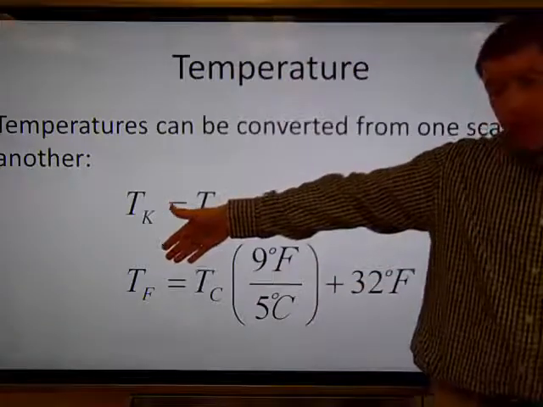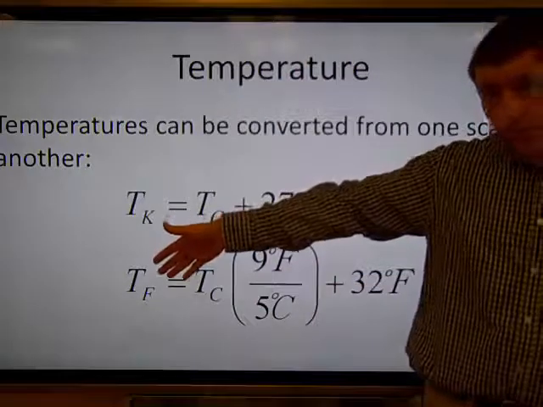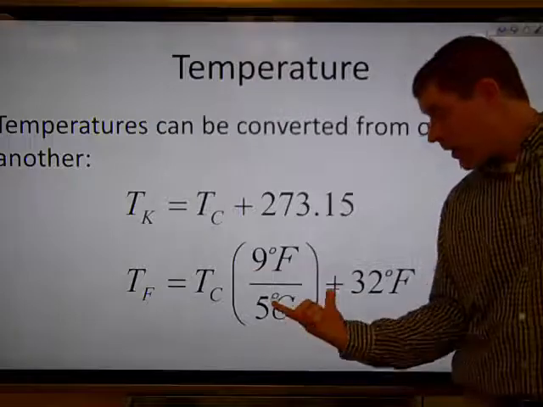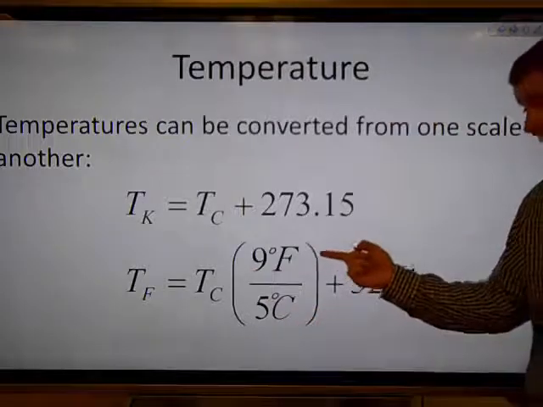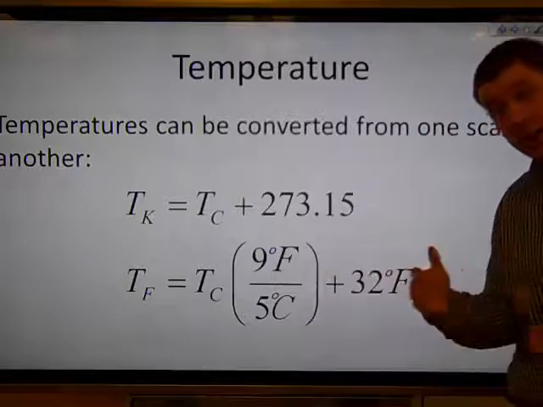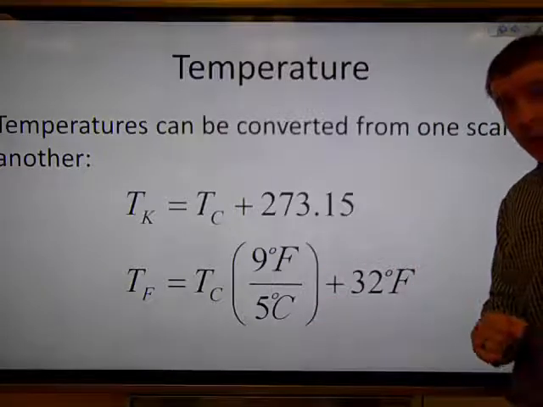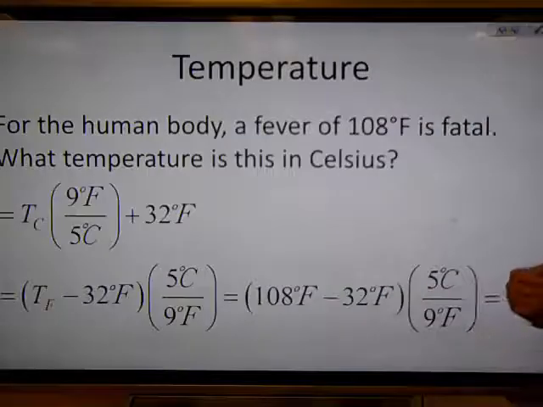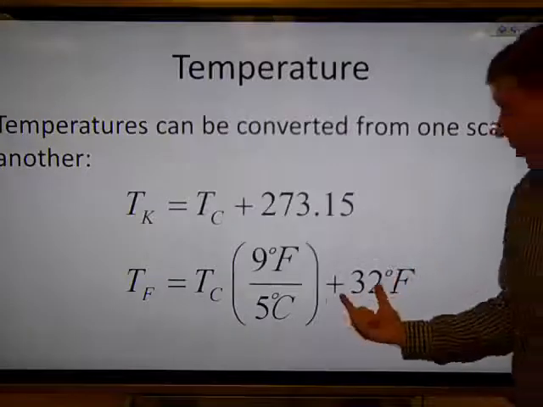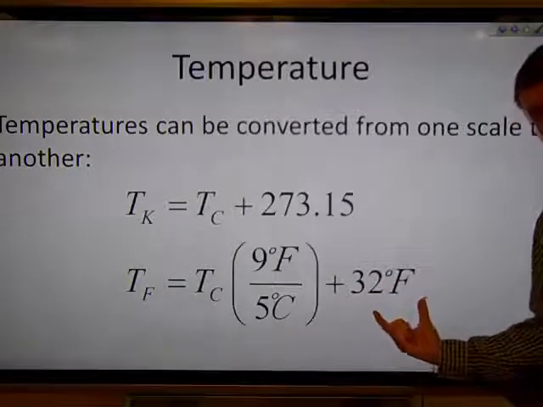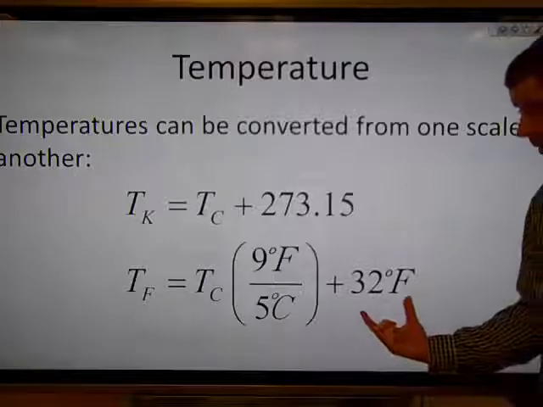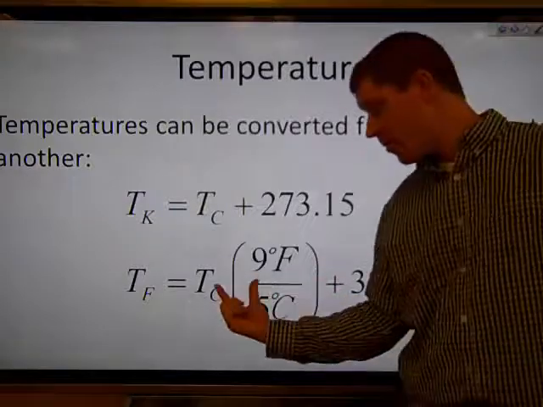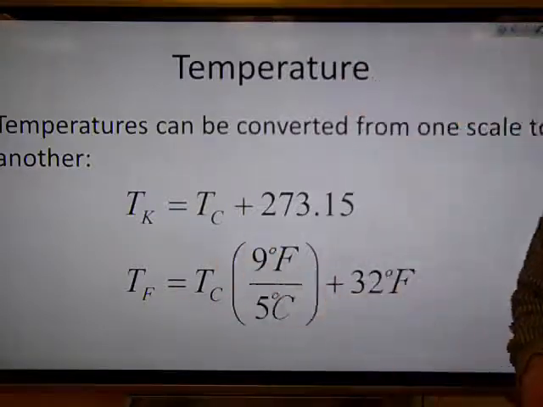On the other hand, if we want degrees Fahrenheit from our temperature in degrees Celsius, we need to multiply by 9 degrees Fahrenheit divided by 5 degrees Celsius. This is coming from that 180 divided by 100, 180 degrees Fahrenheit between the water freezing and boiling temperature, and 100 degrees in Celsius. Plus, then we need to add the 32 degrees Fahrenheit for where water is freezing. That's to get from Celsius to Fahrenheit. If we want to go the other way, we need to solve this for temperature in Celsius and plug in our temperature in Fahrenheit.